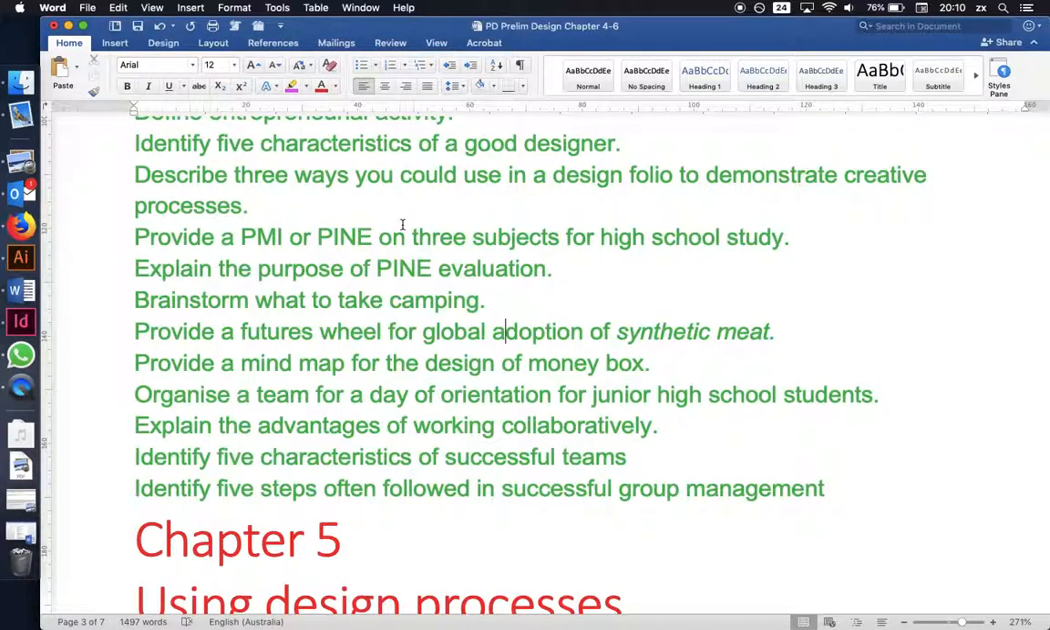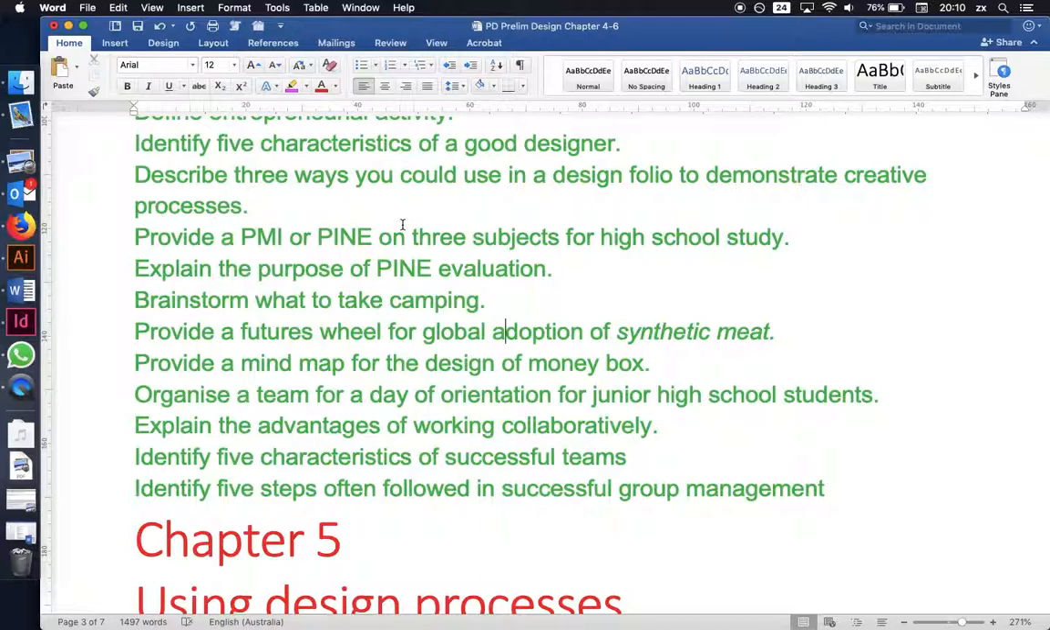Provide a mind map for the design of a money box. In this case, if we wanted to make, say, a Year 8 project out of timber, we might want to consider what the functional requirements are, what the aesthetic requirements are, and what the limitations are, for instance, the time and cost of the product.